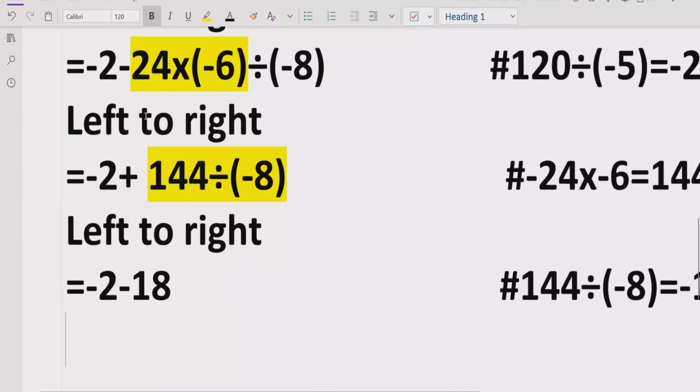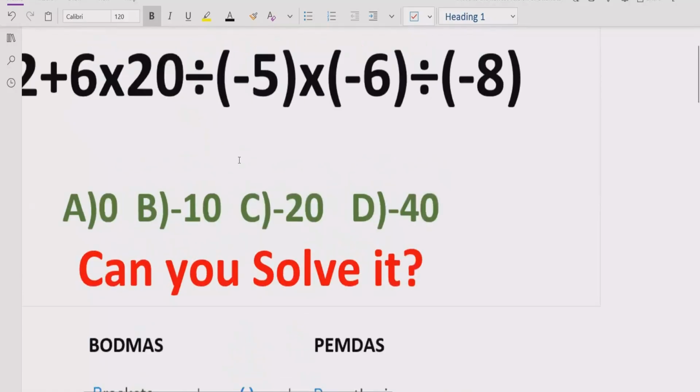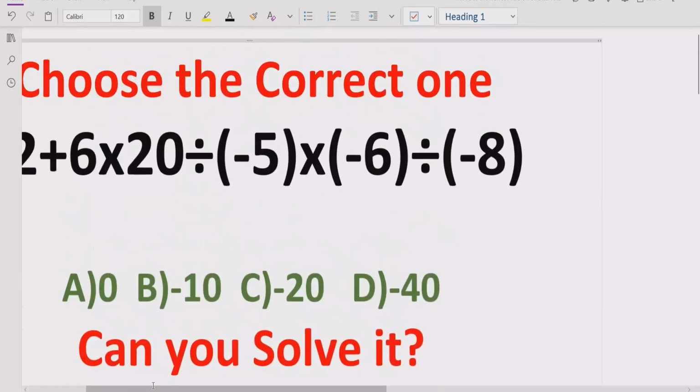Now we have two terms which have the same sign. These two terms are added to each other but with the minus sign, because we have the minus sign with the larger numbers. So we add these two terms and we get the answer minus 20. So the answer of the given expression is minus 20. If you see the answer list, answer C is the correct answer of this expression.